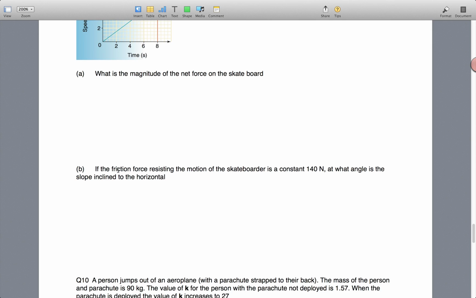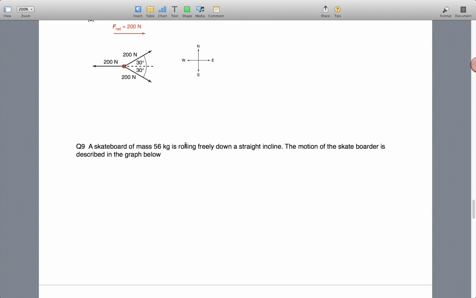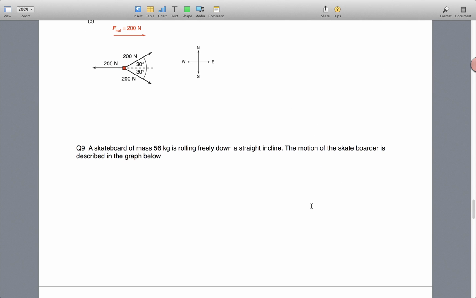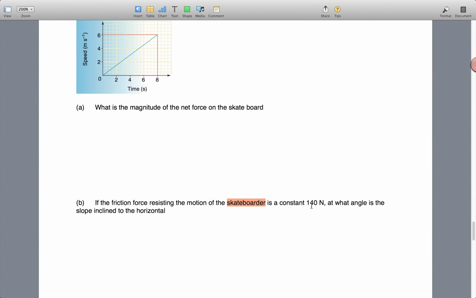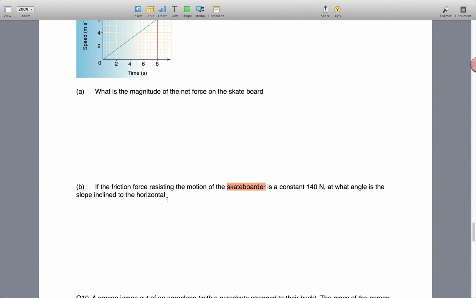So, in other words, there's a friction force acting here. It's resisting the motion of the skateboarder. Now remember, the skateboarder is, from memory, freely rolling down a straight incline. So they're rolling down the slope, and we know their acceleration because we've just worked it out. And we know there's a constant friction force of 140 newtons. You have to work out the angle. Okay.